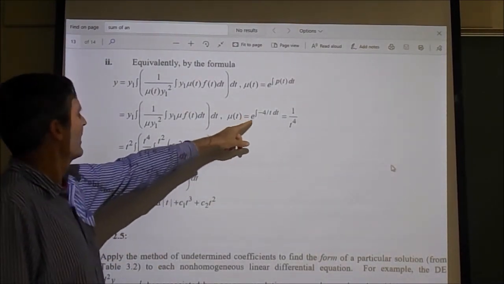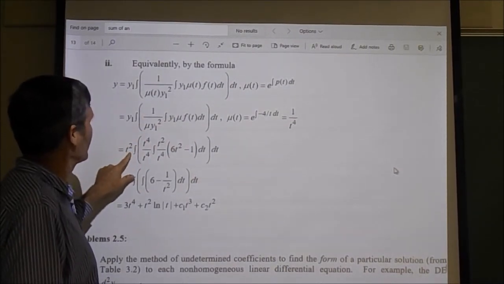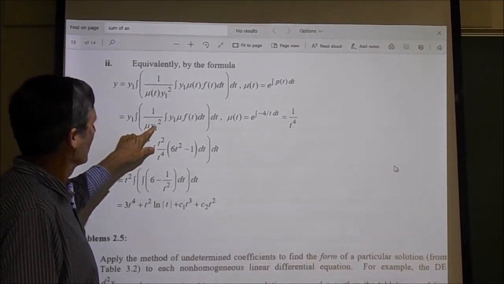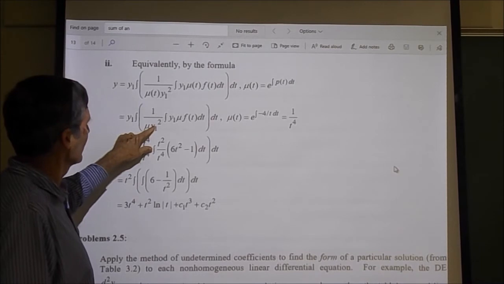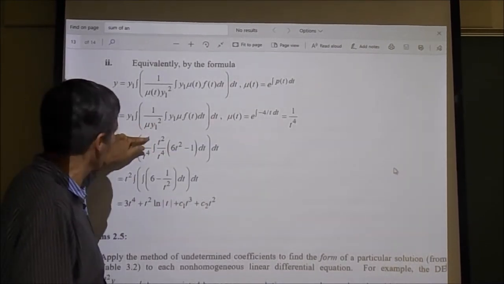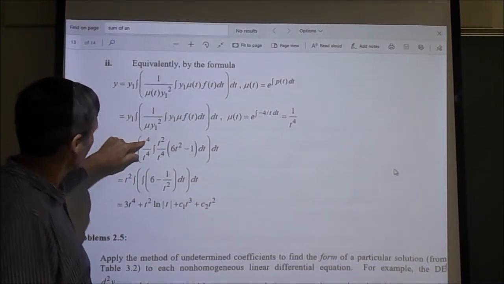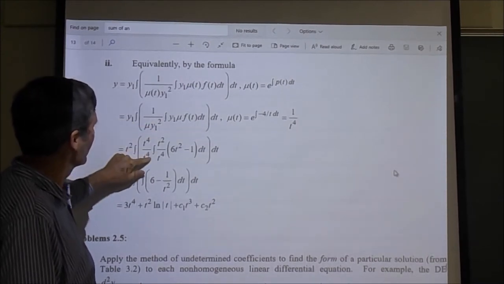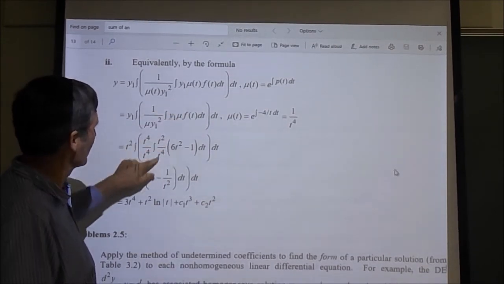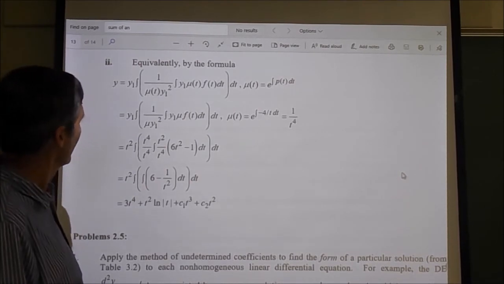Now, I can put that in for mu in the formula, and I've got y1, the first solution I found, t squared, times 1 over mu y1 squared. Well, y1 squared is t squared, and mu is 1 over t to the fourth, so that gives me a t to the fourth on top. 1 over mu y1 squared is t to the fourth, 1 over t to the fourth. Integral of y1, which is t squared, mu, which is 1 over t to the fourth, f of t, the right-hand side of the equation, which was 6t squared minus 1.